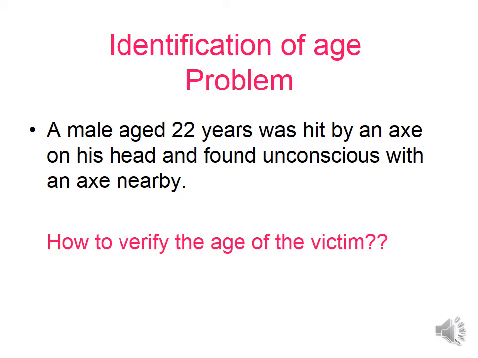A male aged 22 years was hit by an axe on his head and found unconscious with an axe nearby. How do we verify the age of the victim? In order to answer this question, we have to know how to identify this certain age, 22 years, by knowing the events that occur at this age, or the years before it, or the years after it. After ending the whole presentation, we will know how to precisely answer this question.